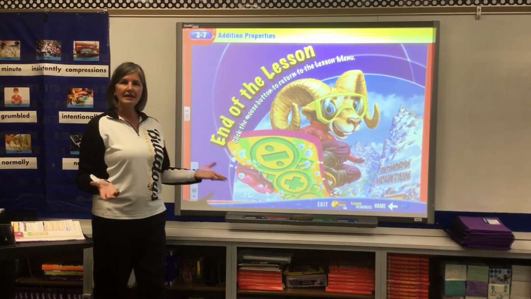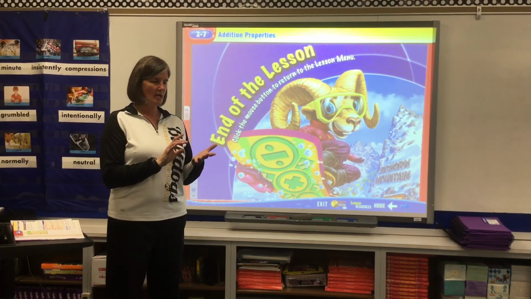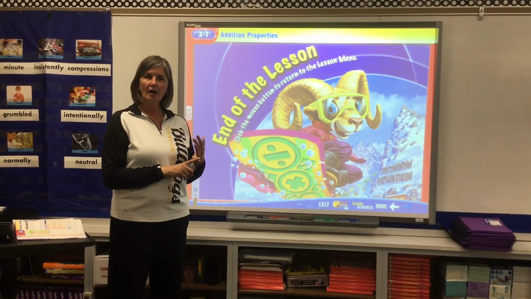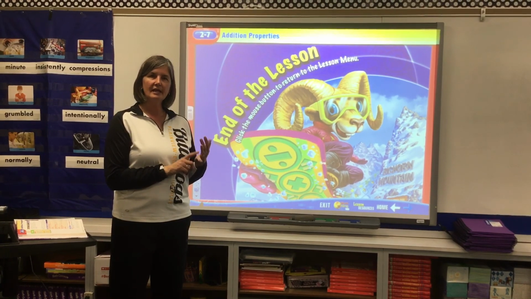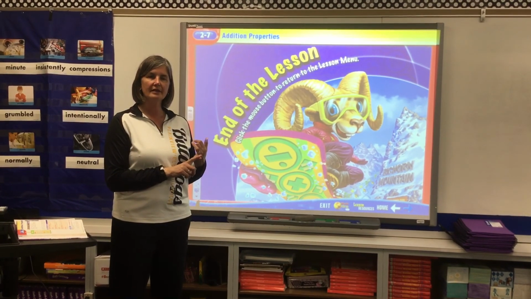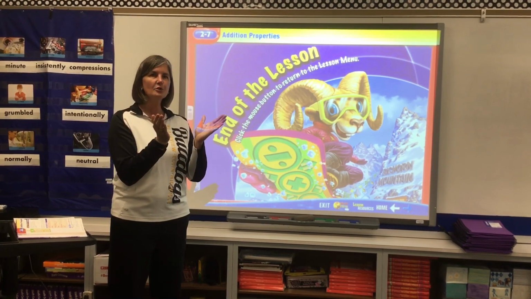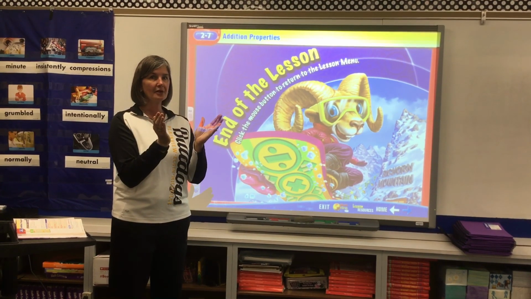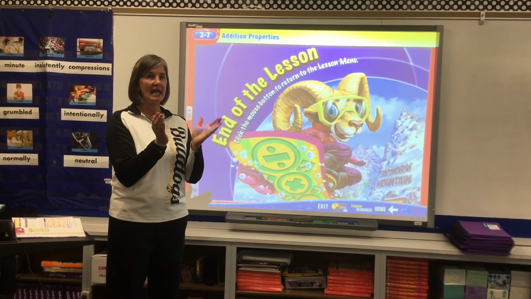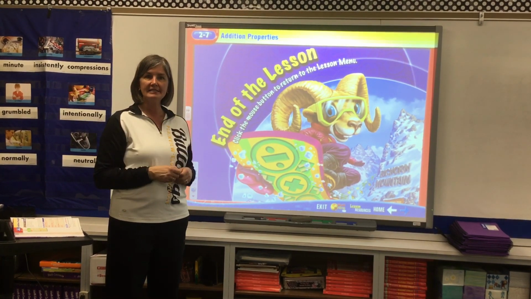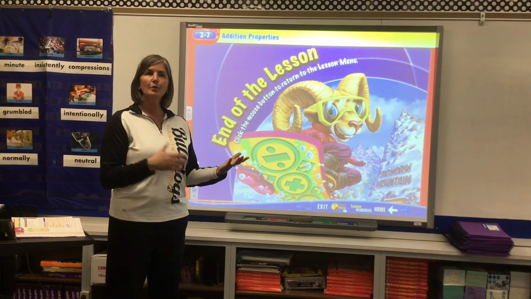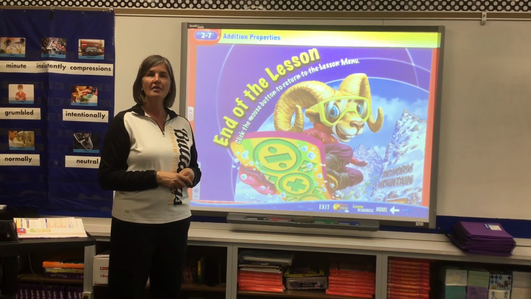So, the main thing about today's lesson is using the properties. The commutative property says it doesn't matter what order you add numbers in. The associative property says you can group, so whenever you see those parentheses, you can group together compatible numbers to make it easier to add mentally. And then the identity property says any number plus 0 is going to equal that number.